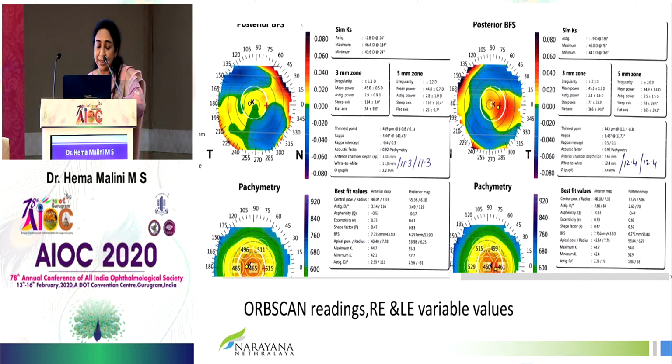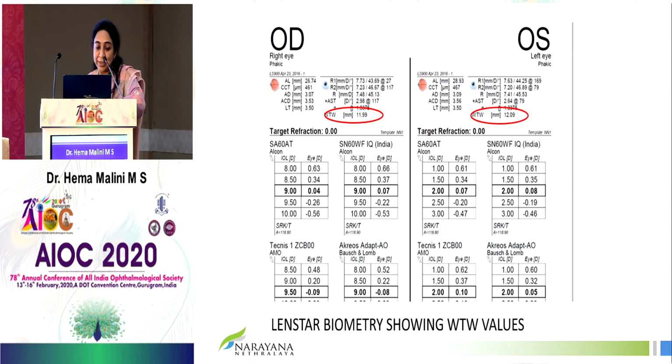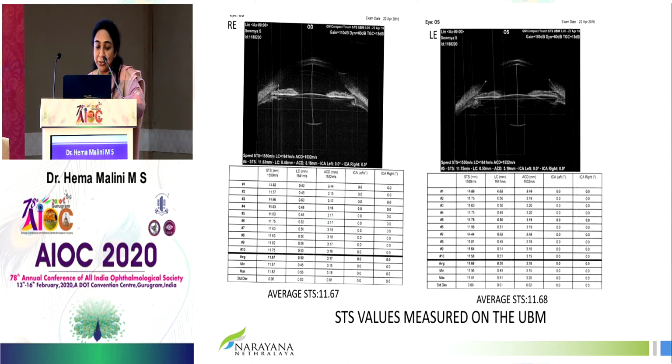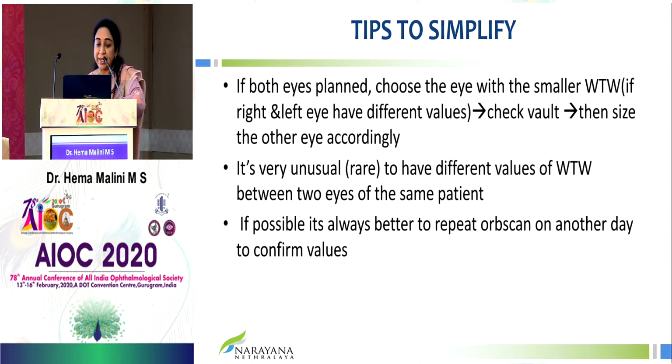So these are the right and left eye values on OBSCAN and the LENSTAR biometry values. And STS, when we actually measured it on the UBM, showed almost the same values between the right and left eye.